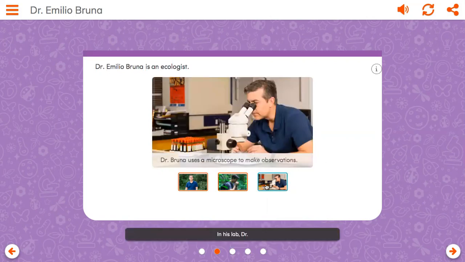In his lab, Dr. Bruna uses a microscope to observe samples of plants and animals that he collected in the rainforest. A microscope helps him get a close-up look at insects, seeds, and other samples to find out more about them.